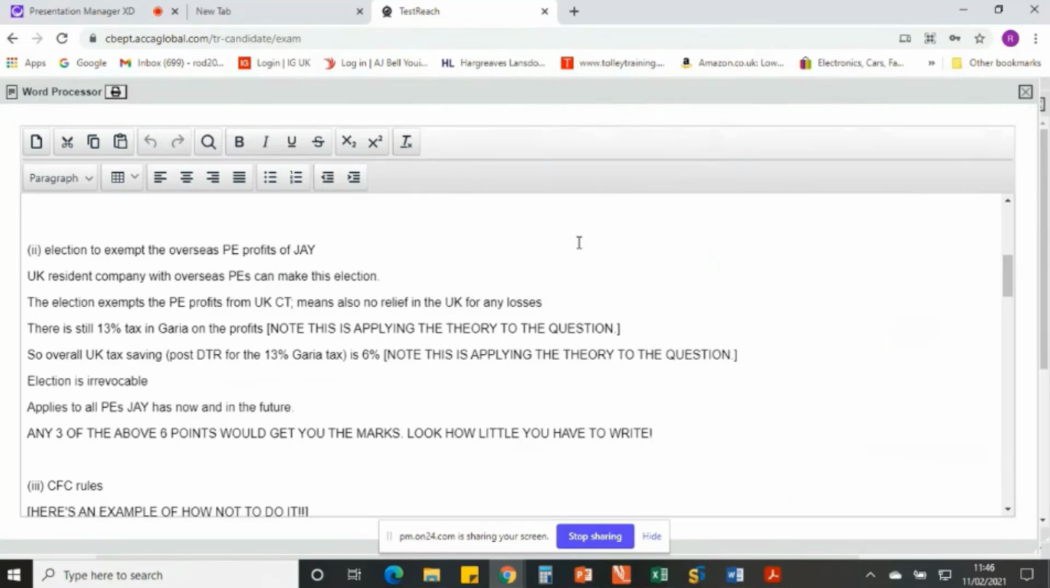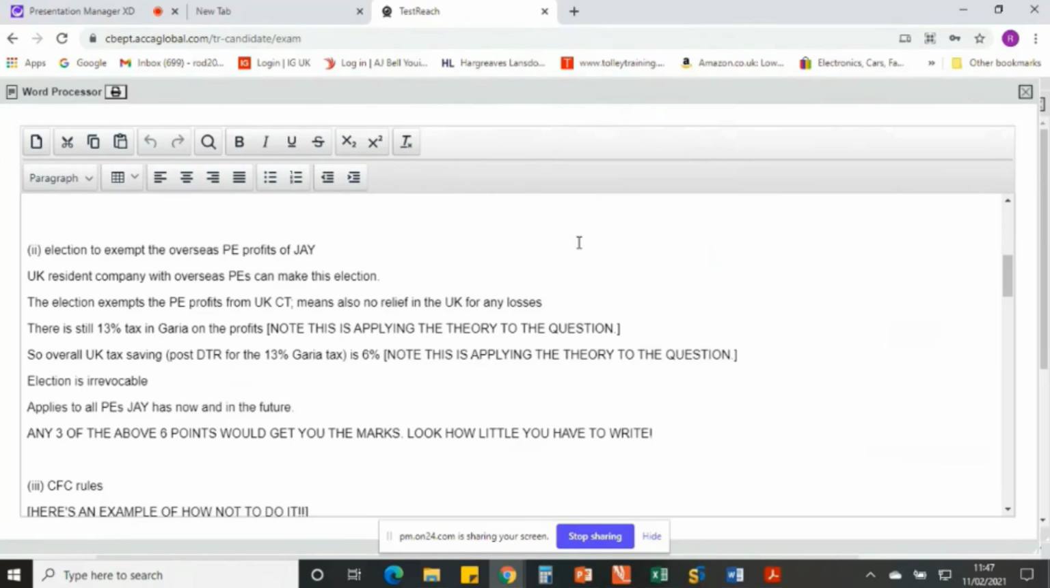Okay. The election is irrevocable. That's important to note because once you make it, you can't change your mind, and it will apply to all the permanent establishments J has now and in the future. Now, in that, I've said 6 different things, 6 different sentences. Okay. That is a way over the top, overkill answer. I'm just doing it for completeness. Any 3 of those points would get the marks.